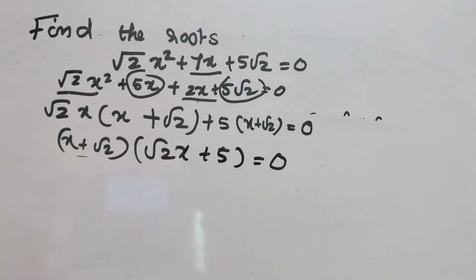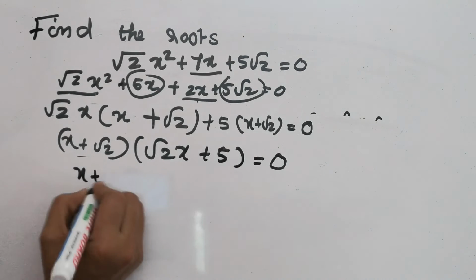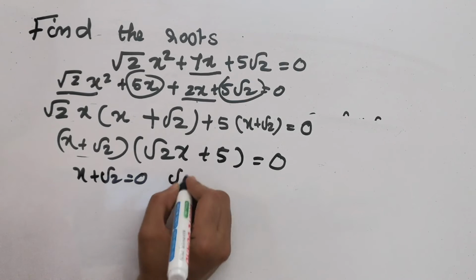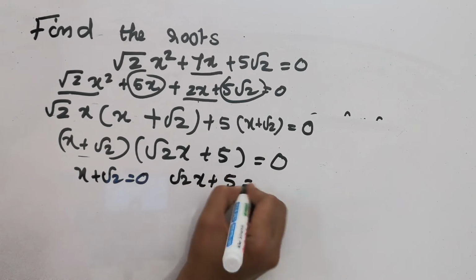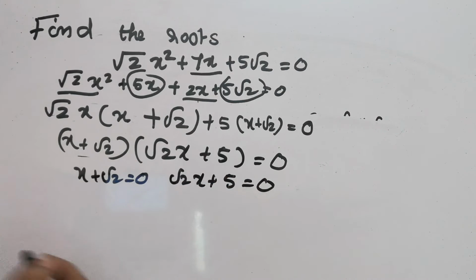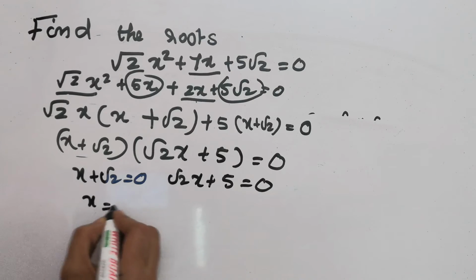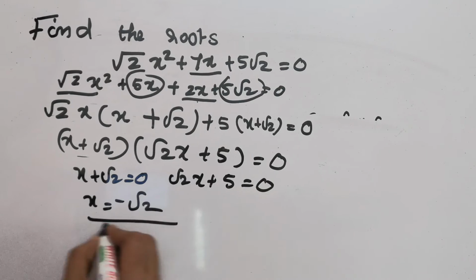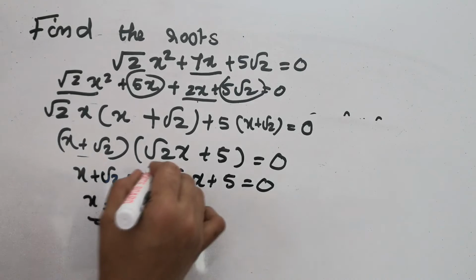So we take x plus root 2 outside, and here is root 2x plus 5 equal to 0. Then we compare each term with 0. So we get x plus root 2 equal to 0 and root 2x plus 5 equal to 0. These are the two terms. Then x plus root 2 is equal to 0. We get one of the solutions: x is equal to minus root 2.